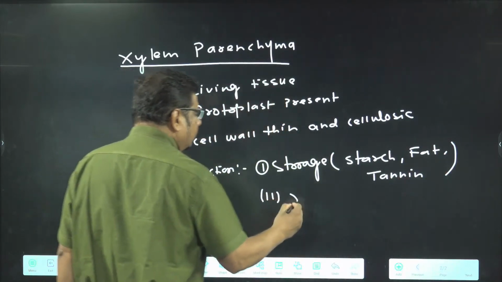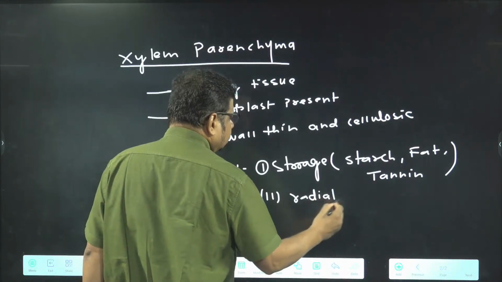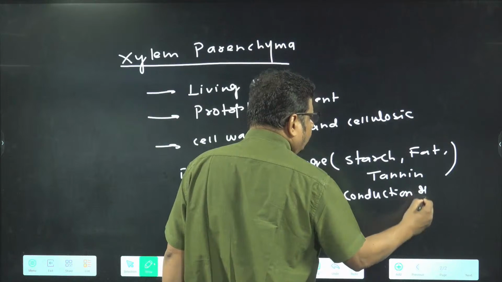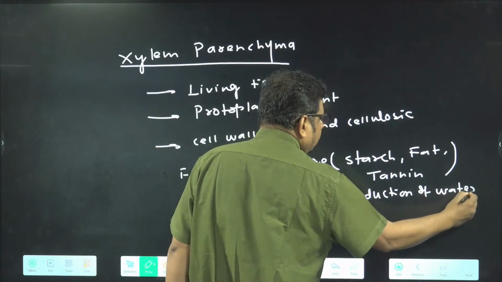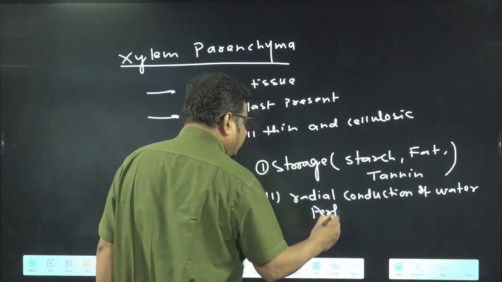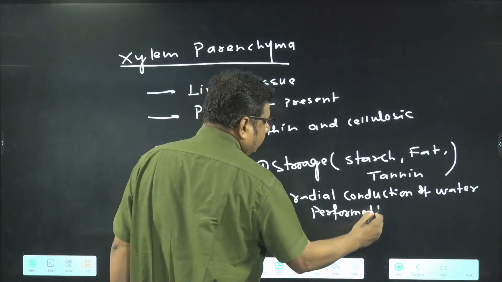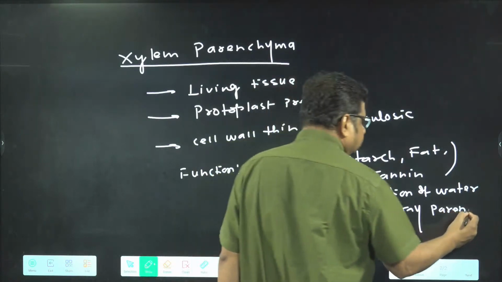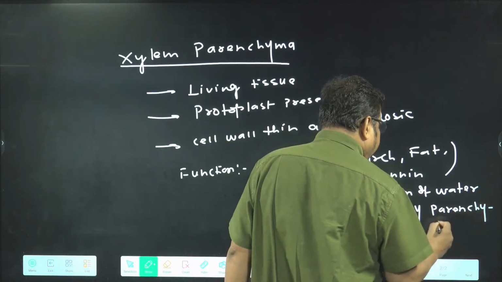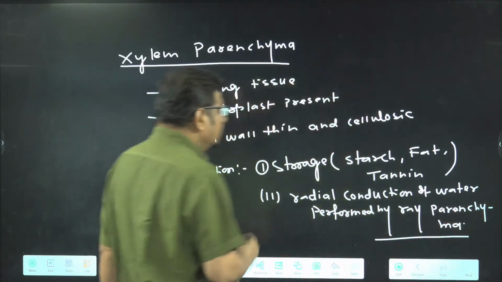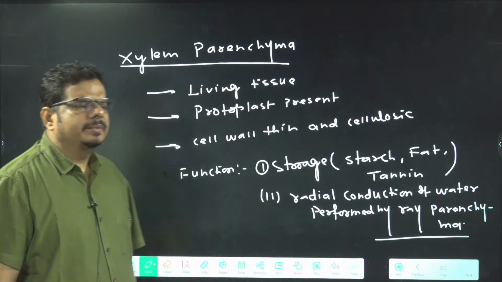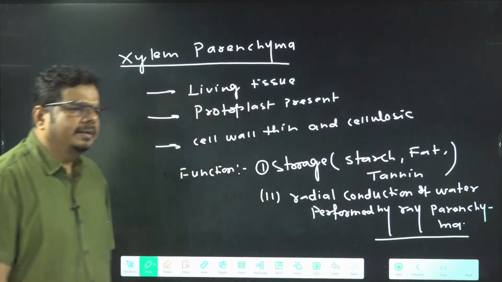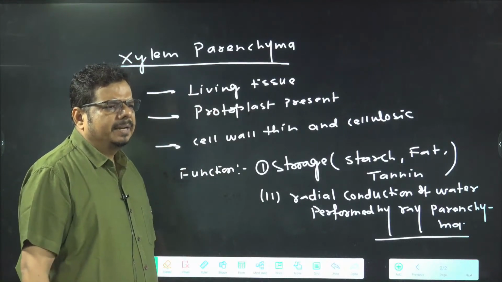Second function is what? Radial conduction of water. Performed by, NCERT wrote, which parenchyma? Ray parenchyma. Is it clear? So all four components of xylem are over, right? These are the information you have to keep in mind regarding xylem parenchyma.